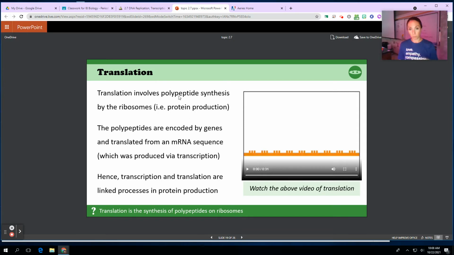That involves polypeptide synthesis. What did we learn about peptide bonds by the ribosome? We're making proteins. We've already done all of our protein bonding. It takes those different nitrogen bases and puts them together, so my amino acids are being linked together to make a protein. Those peptides are encoded by the genes. The genes have the directions. The mRNA strand leaves the nucleus, and then it goes to the ribosome to be translated and linked into proteins. Here is another visual of that.